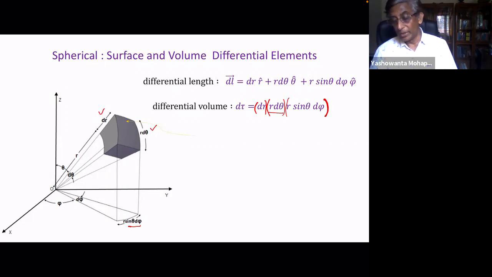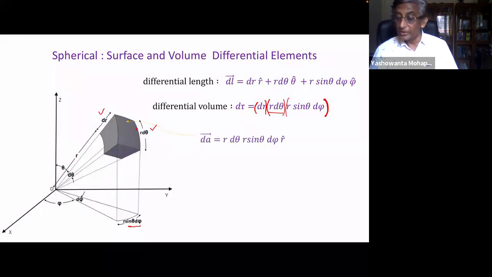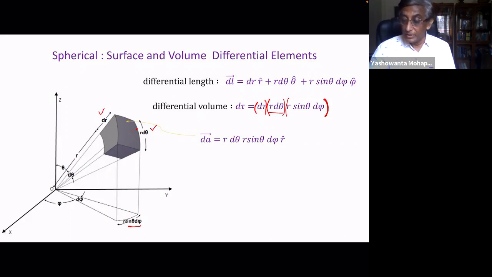All right. So let's talk about this surface. This surface would be pointing in r direction, and it would be r sin theta d phi. Correct. This is r d theta, and in this direction it is r sin theta d phi, and it is pointing in r direction. Suppose the below one is pointing in theta direction, and it is dr and r sin theta d phi, pointing in theta direction.